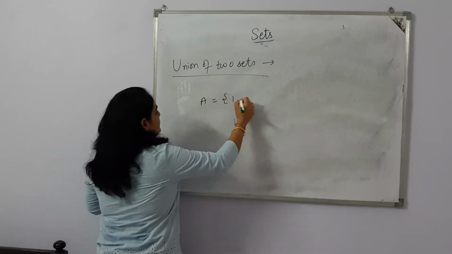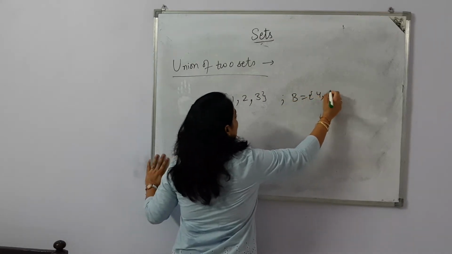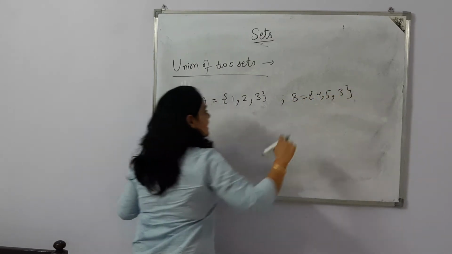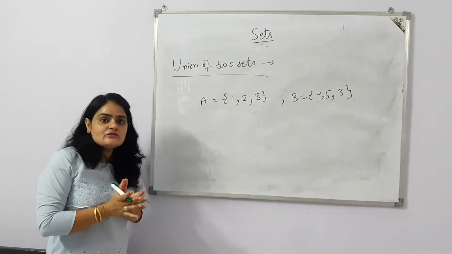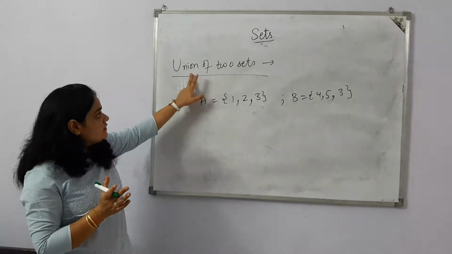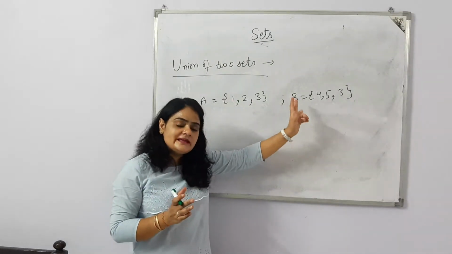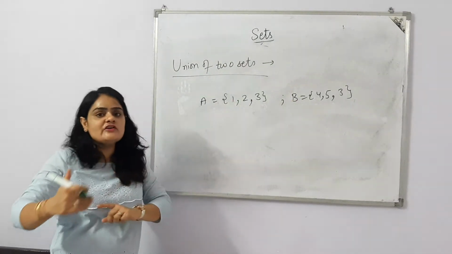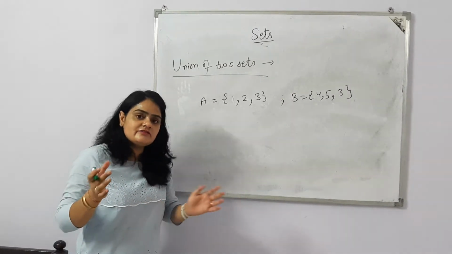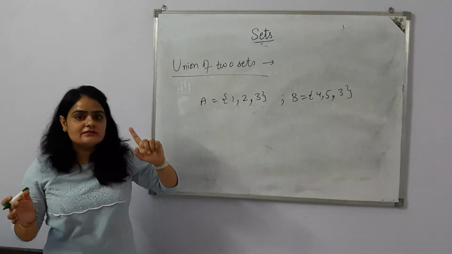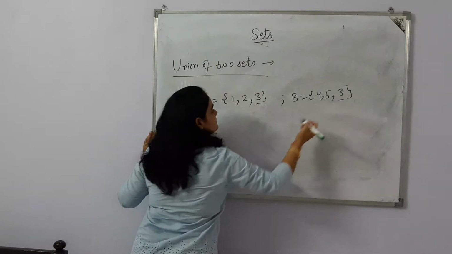So if we have A, 1 2 3, containing 3 elements 1 2 3, and we have set B, it contains 4 5 3. We have 3 as an element in B as well. So union means we have to club the elements. The union set contains all the elements of A as well as the elements of B. That means all the elements of A together with the elements of B. But the condition is that an element should not be repeated. If it is repeating, we have to take it once. So here the 3 is coming here, and the 3 is coming here.